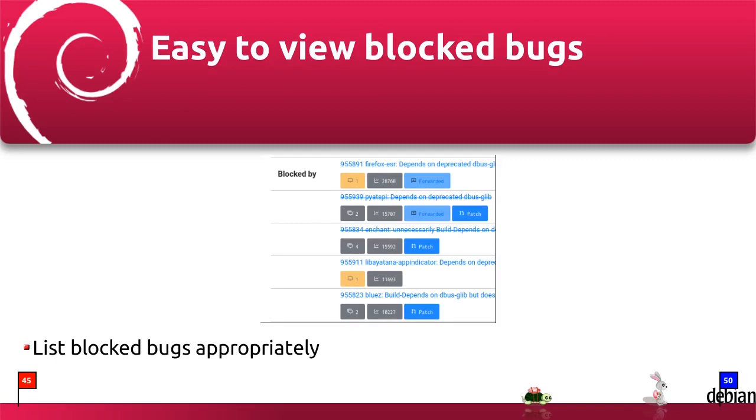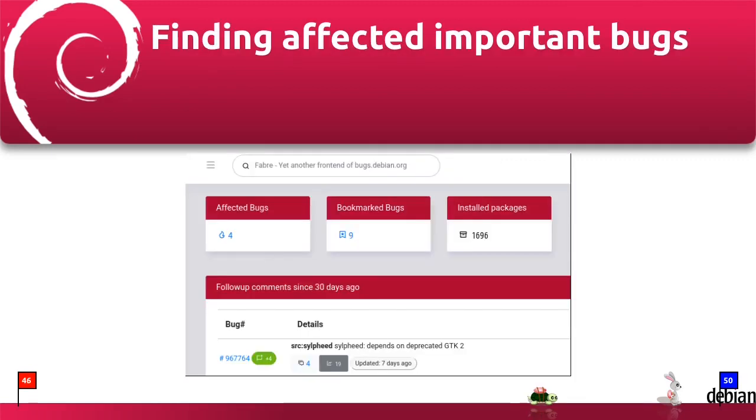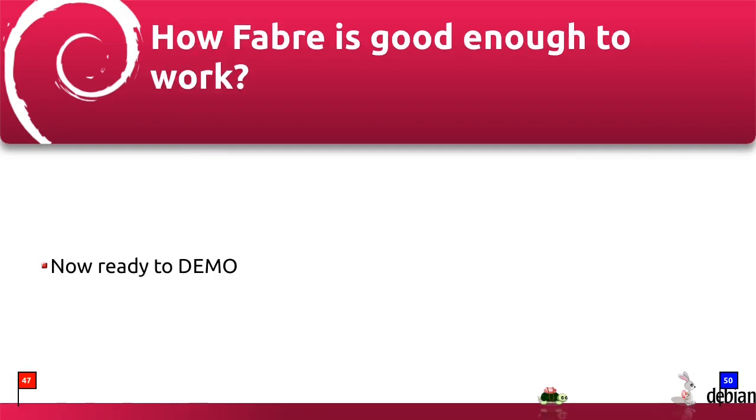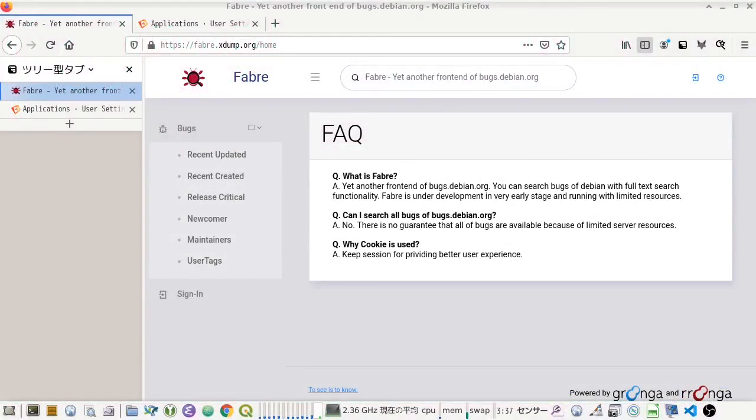I've aligned the blocked box like this. I've added a dashboard to show affected bugs. It indicates that there are affected bugs. I'll show you some demos about Fiber. I'll demonstrate some features of Fiber.